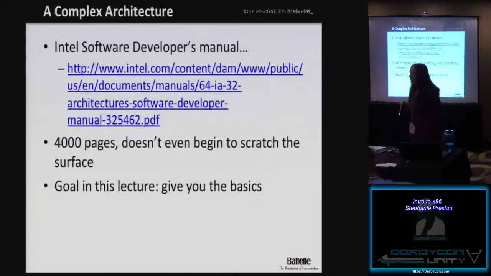So it's a very complex architecture. The Intel Software Developer's Manual I have linked here is 4,000 pages long, and it doesn't even begin to scratch the surface. If you really start to dig into writing x86, you'll find that there's a lot of things missing from this manual. So even at 4,000 pages, it is missing a lot of information.